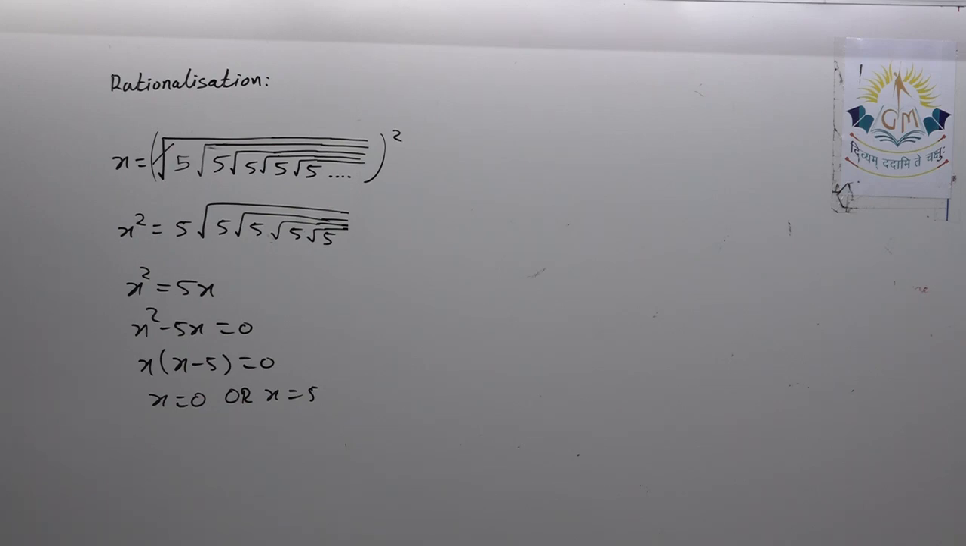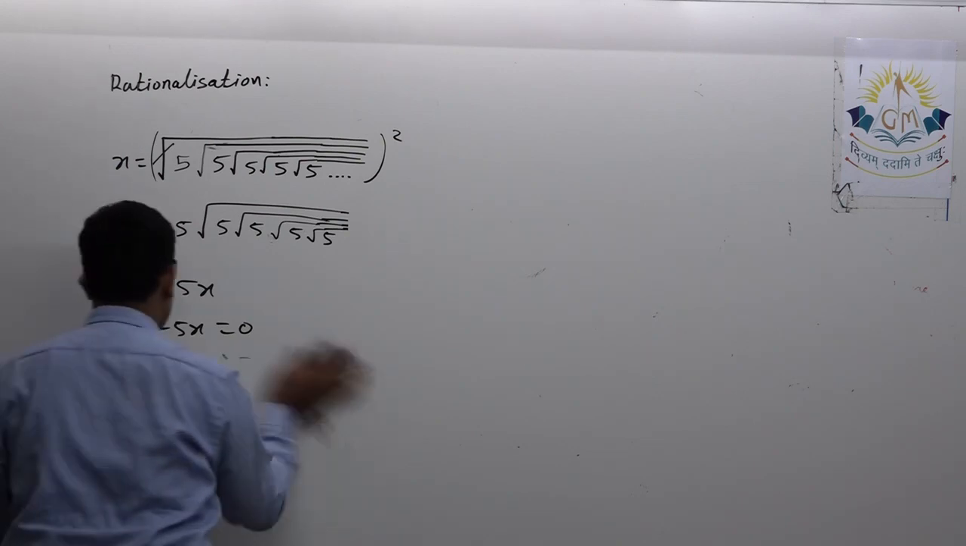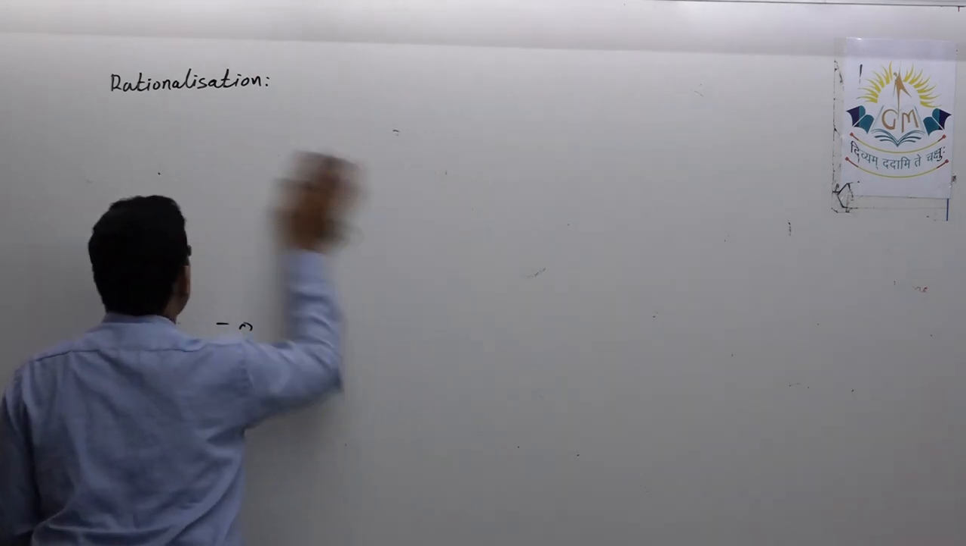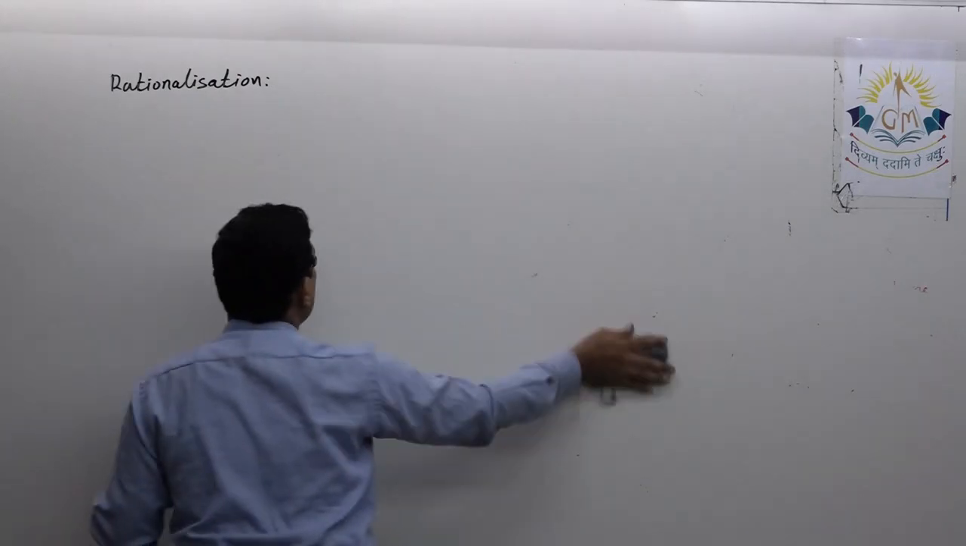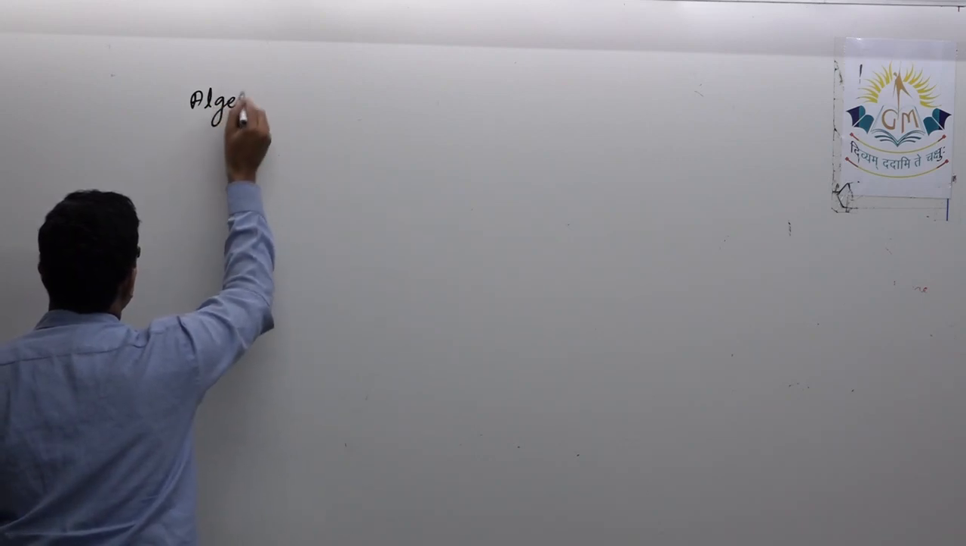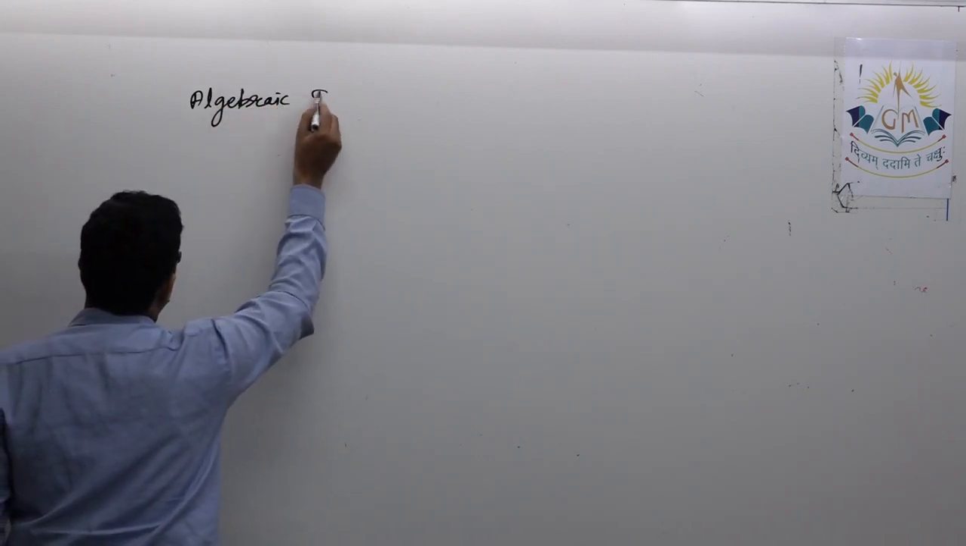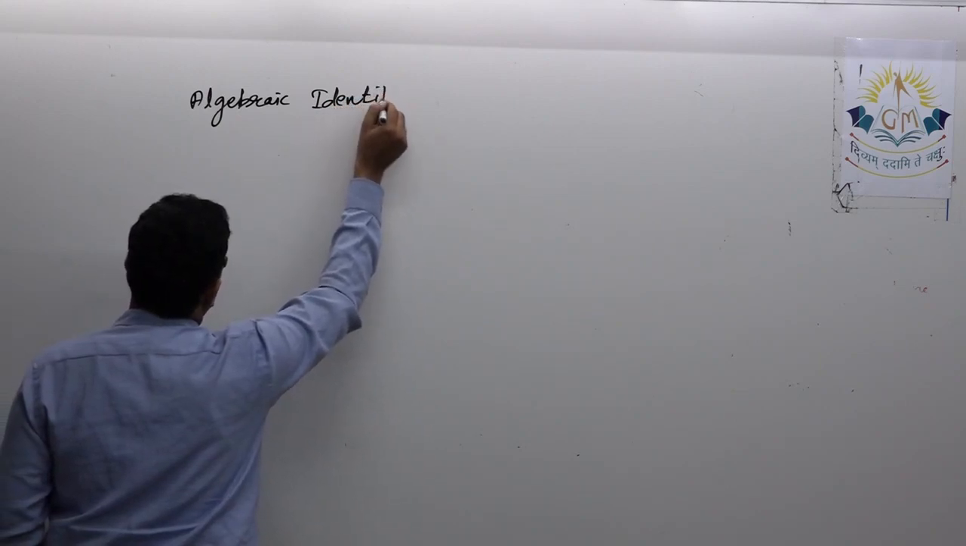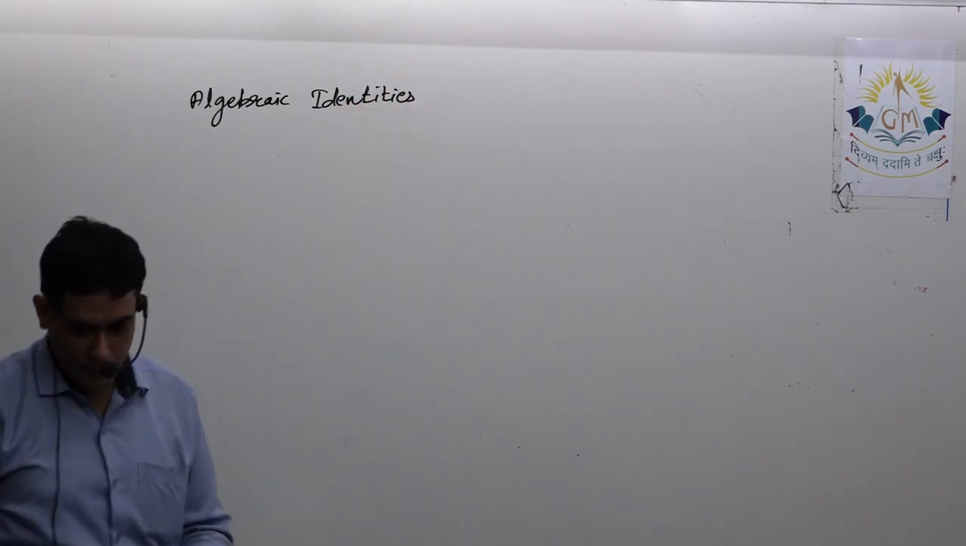Now we start our next chapter, that is algebraic identities. Even though we are in the number system only, next we will see the algebraic identities. So first of all, I will give you all the identities, then we'll see the questions related to identities. So, next is algebraic identities.